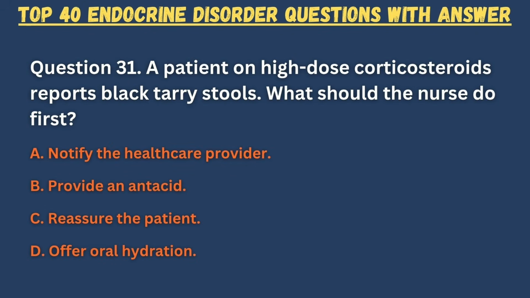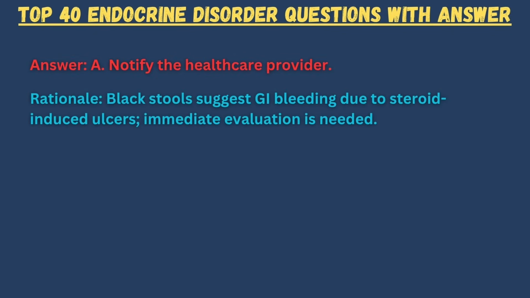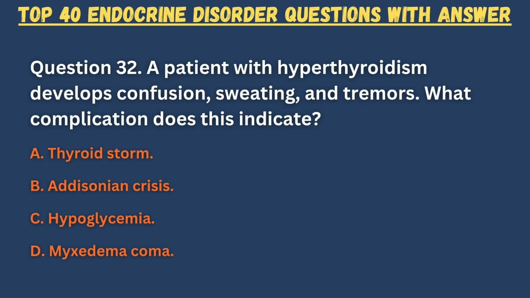Question 31. A patient on high-dose corticosteroids reports black tarry stools. What should the nurse do first? A. Notify the healthcare provider. B. Provide an antacid. C. Reassure the patient. D. Offer oral hydration. Answer: A. Notify the healthcare provider. Rationale: black stools suggest GI bleeding due to steroid-induced ulcers. Immediate evaluation is needed.